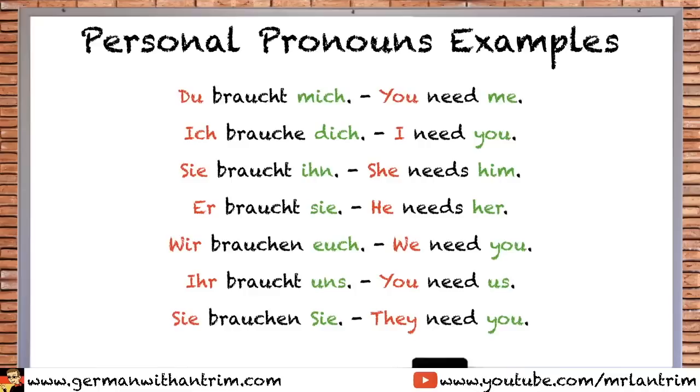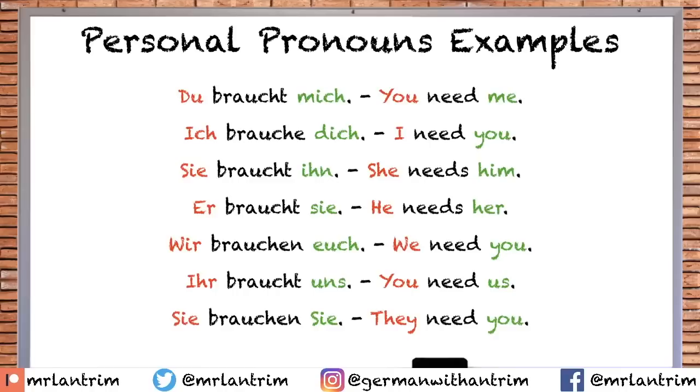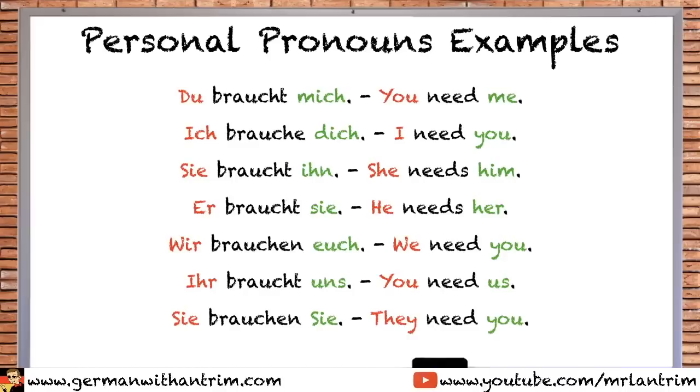But the point here is that in the accusative case, when it's the direct object, sie doesn't change. And that doesn't matter if it's she or the feminine it or they or the formal you. All of them are going to use sie for their pronoun in the nominative and accusative cases. No change for those.